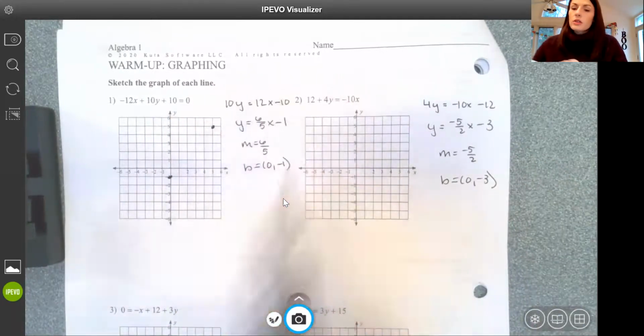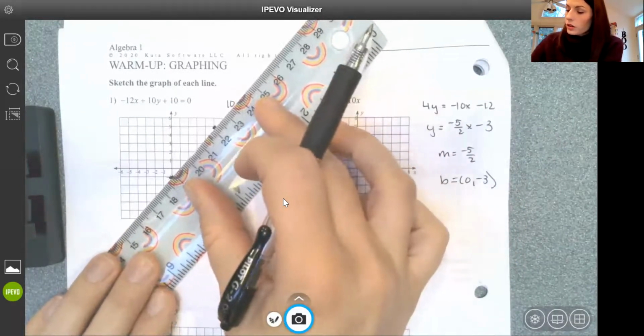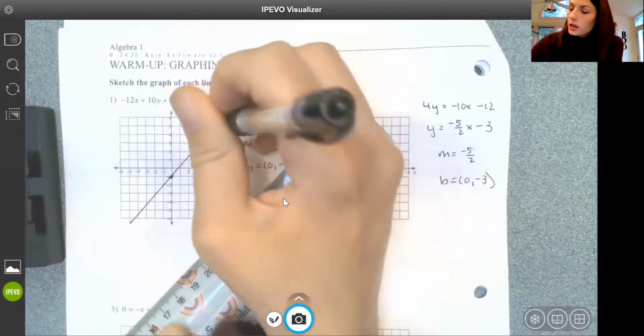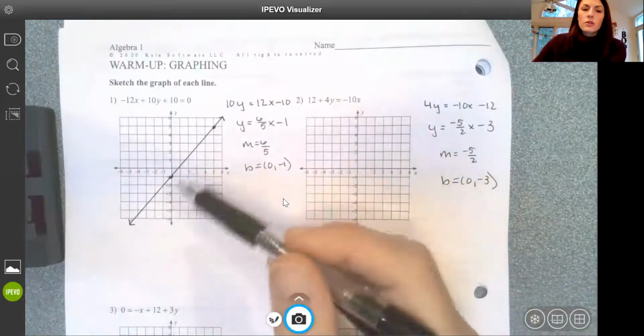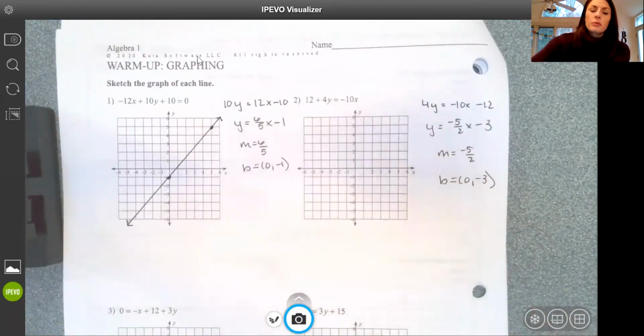Okay, positive, so increasing from left to right. And notice I reduced the 12/10 to get 6/5. 12/10 wouldn't fit on my graph, but 6/5 I can use on my graph. And we always want to be reducing things as we rewrite it.